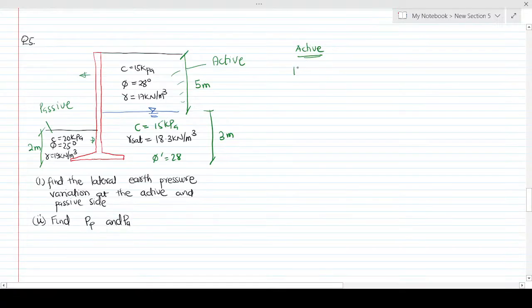Now what do you need? I need the active coefficient, right? Which is given by 1 minus sin of 28 over 1 plus sin of 28, right? So my active coefficient KA is going to be 0.361. That's good.